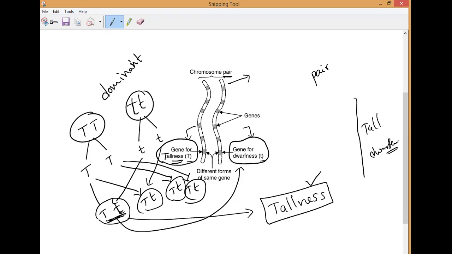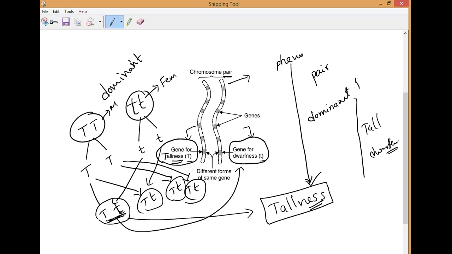Do you understand? So it is possible only one set of chromosomes, in that one set of chromosomes is coming from the male parent and another set of chromosomes is coming from the female parent. But here I am saying tall plant and dwarf plant. The appearance, or the phenotype, is decided by the dominant trait.